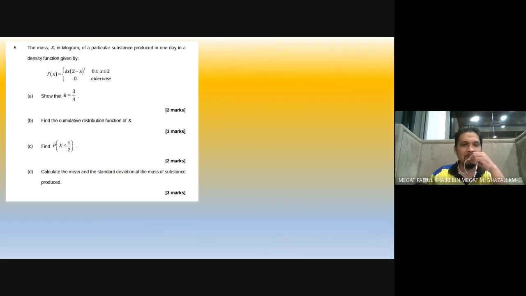Okay, the mass in kilograms of a particle substance produced in one day has the density function given. Show that k equals 3 over 4. This is a continuous random variable with f(x) here. From this domain, we have 0 until 2, where from 0 until 2 there is only the function k x (2 minus x) squared, and the rest of these are 0 and 0.